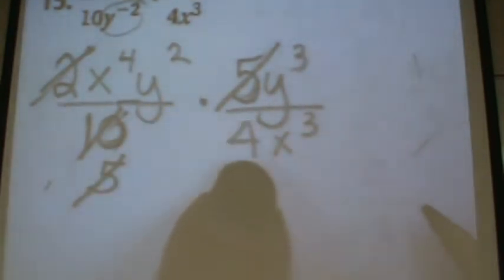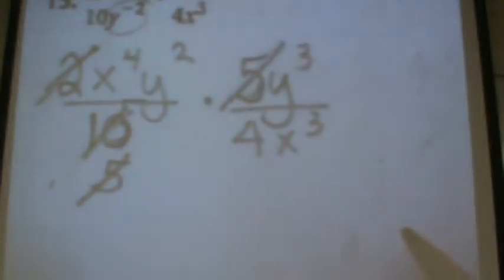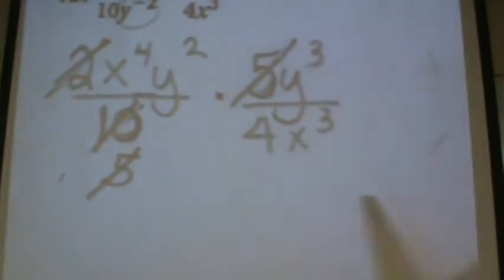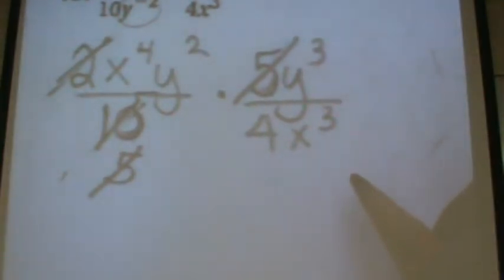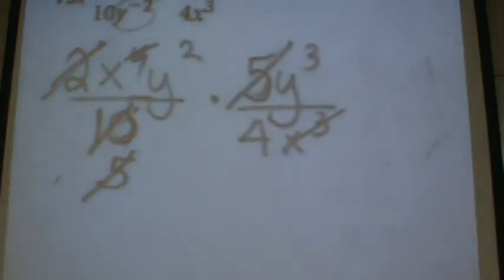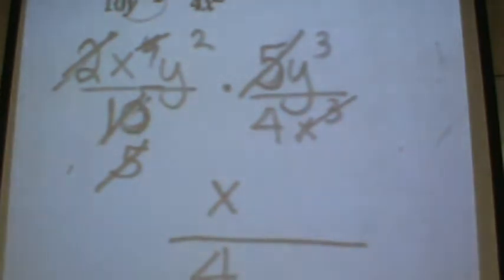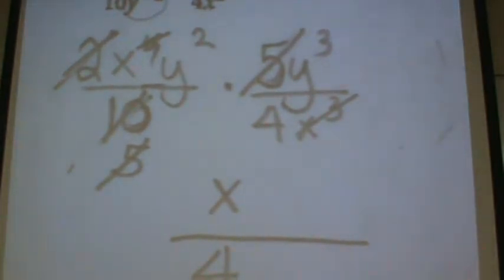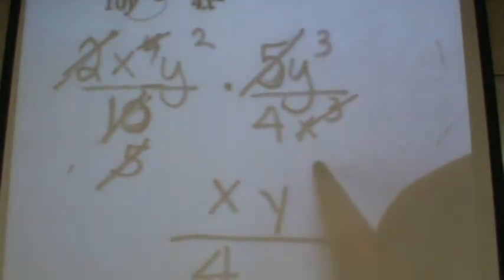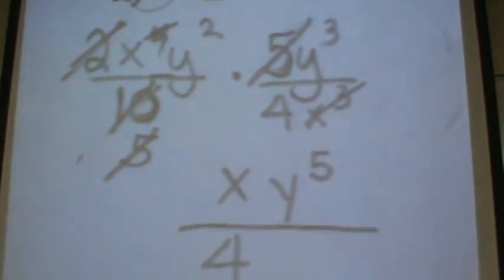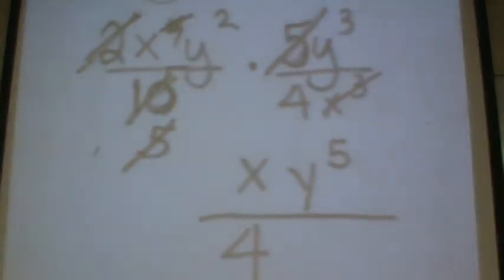Okay, what do you do with your x's, guys? You have 3 here and how many here? 4. So you should have an x on top. Sometimes what I'll do is I'll start putting things in place. And what about the y's? What are the restrictions? x and y can't be 0.